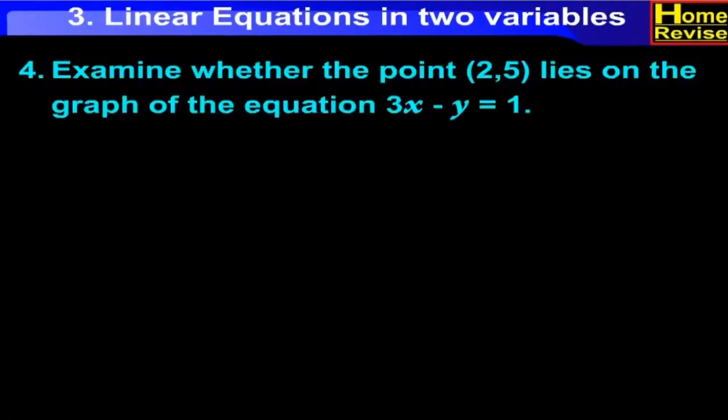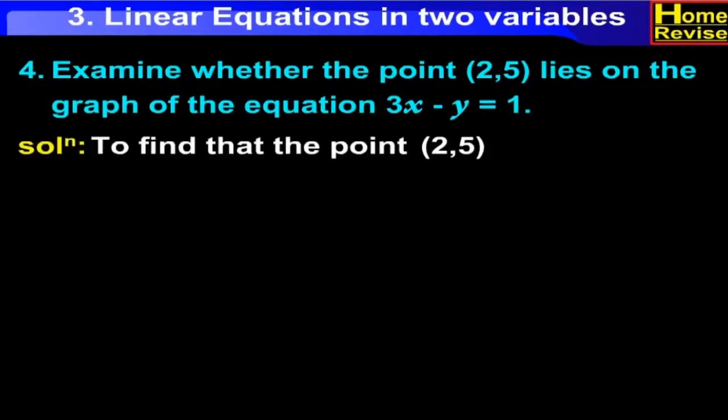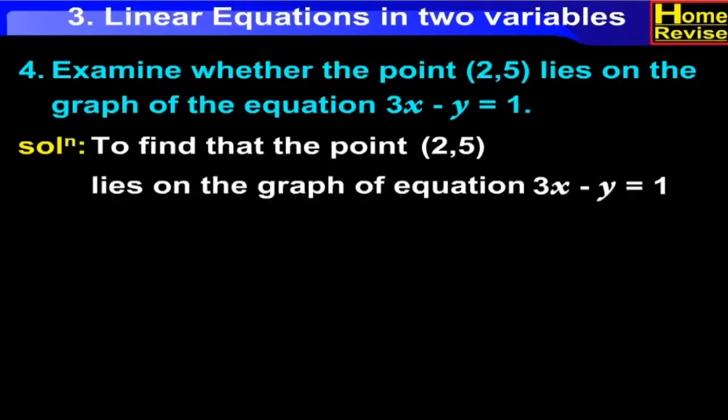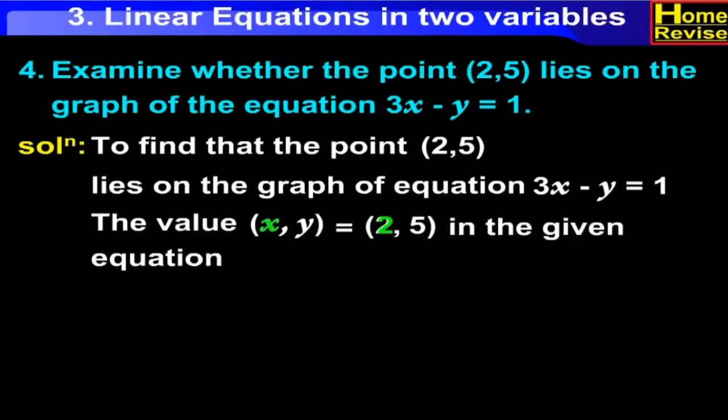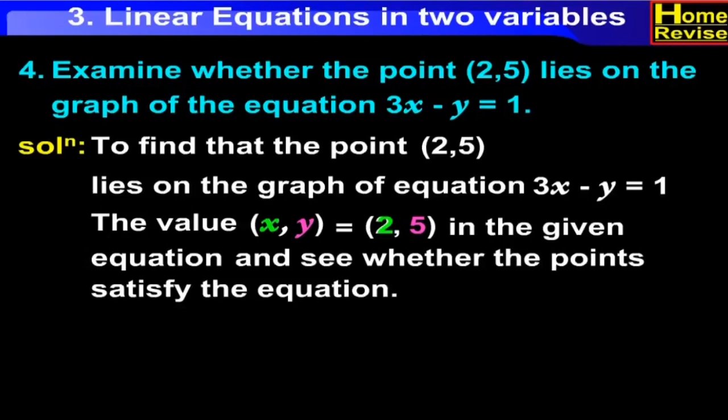Examine whether the point 2, 5 lies on the graph of equation 3x minus y is equal to 1. To find whether the point 2, 5 lies on the graph of equation 3x minus y is equal to 1, we will have to substitute the value of x as 2 and y as 5 in the given equation and see whether the point satisfies the equation.